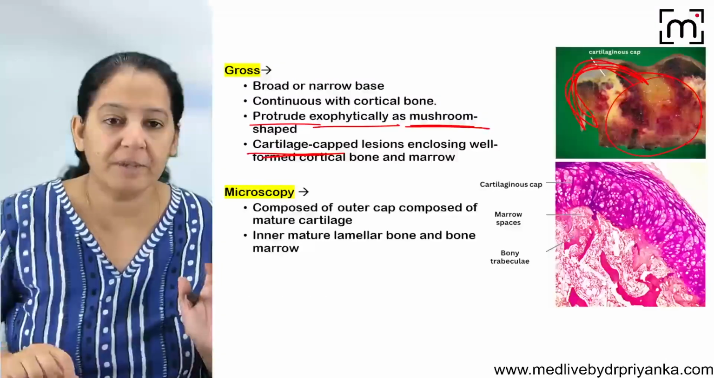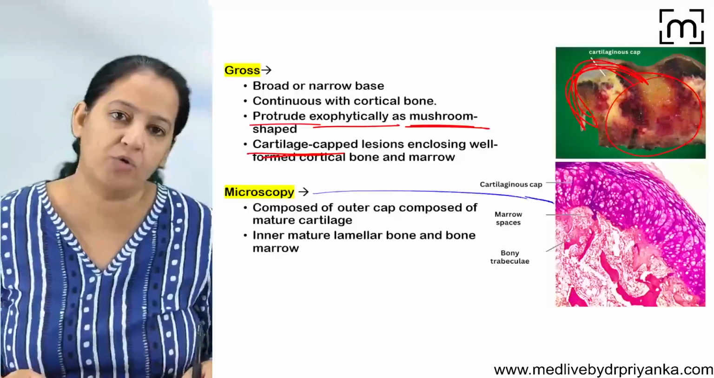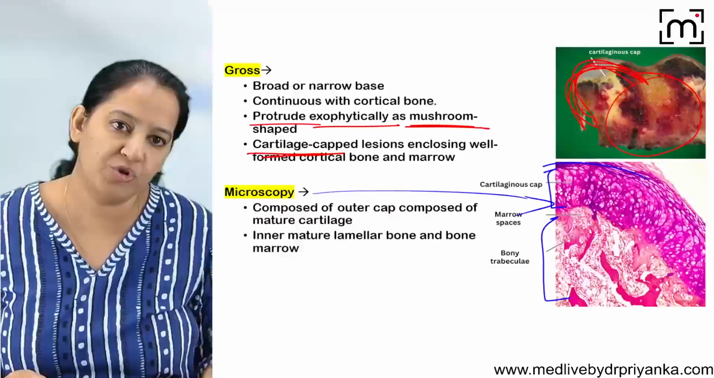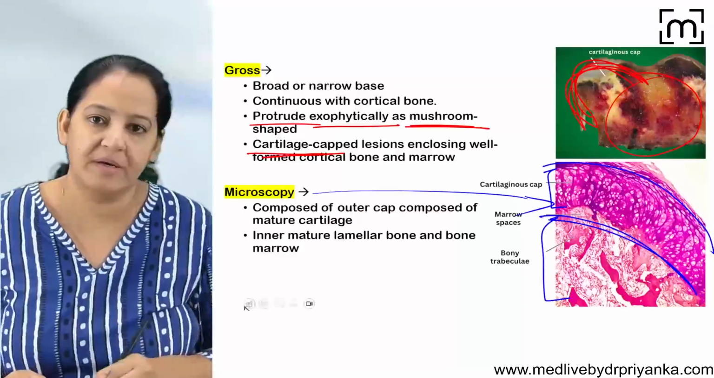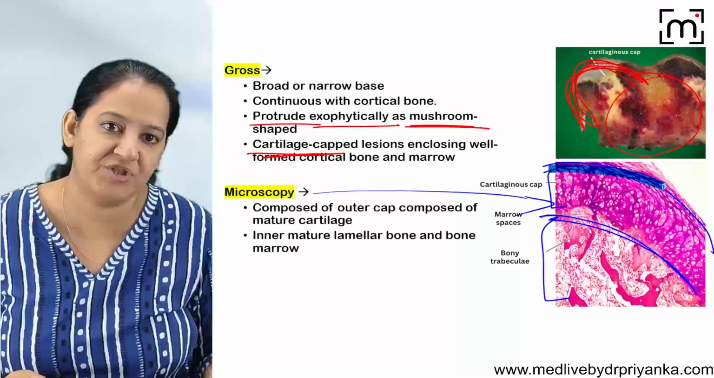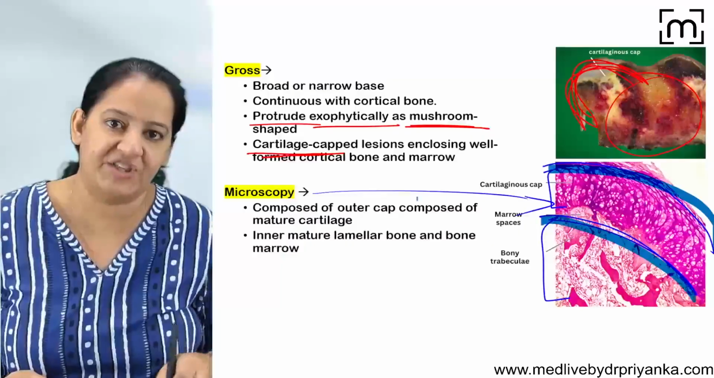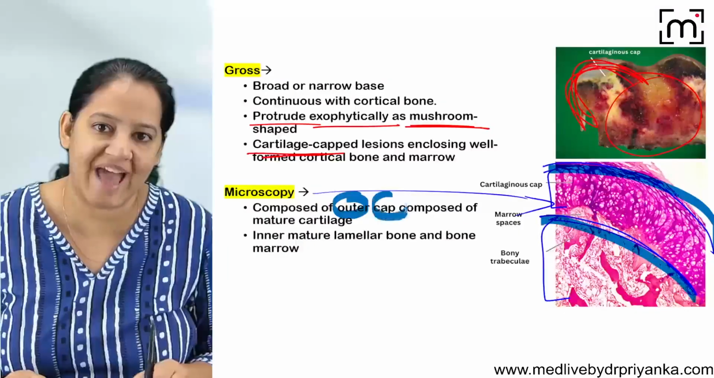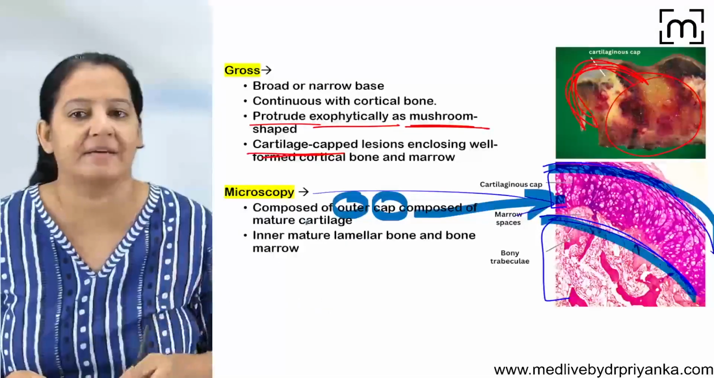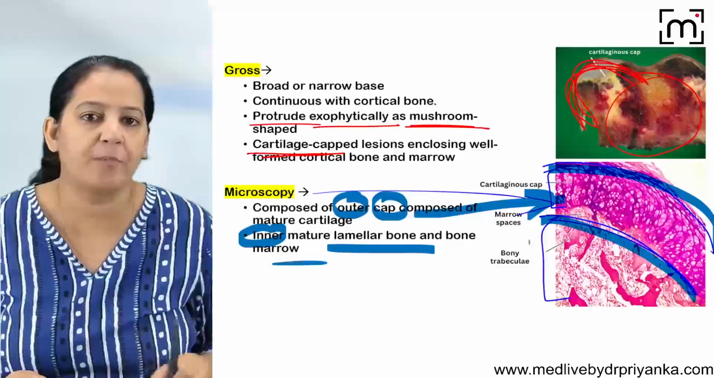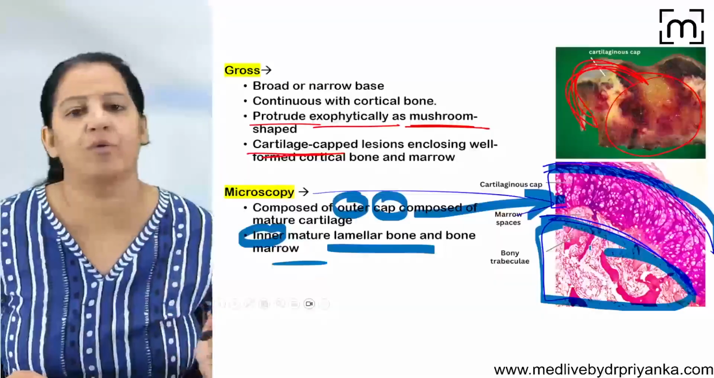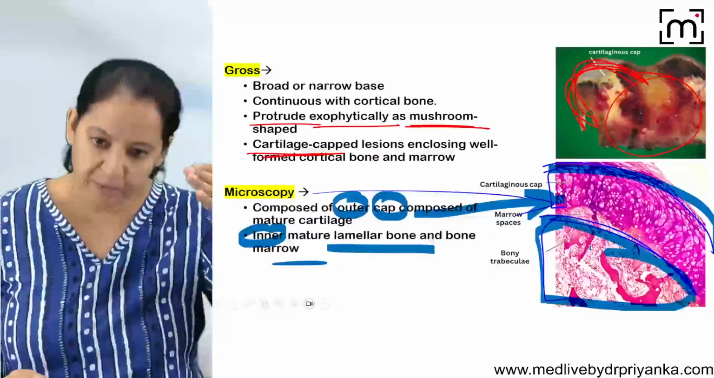Now coming on the microscopy, again we can make out 2 portions. Can you see the 2 portions? Outer portion, inner portion. Outer portion is cartilage. Can you make out this portion? This portion is completely cartilage. So you have to draw a cartilaginous lesion here. So outer portion is cap and made up of mature cartilage. It's not malignant cells. The benign cartilage is there. And inner portion contains lamellar bone and bone marrow. Appreciate the inner portion. It contains simple bony trabeculae and bone marrow. Sometimes it can be there. So outer portion, inner portion.